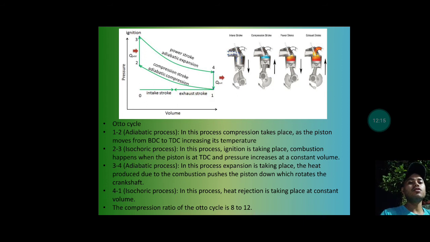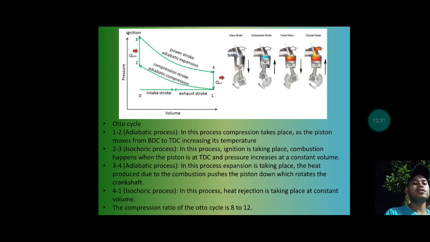Okay, so from 0 to 1, it is the time in which air is drawn in. As the piston goes down, volume increases, and then air is drawn inside the cylinder. So the pressure is maintained at atmospheric pressure.